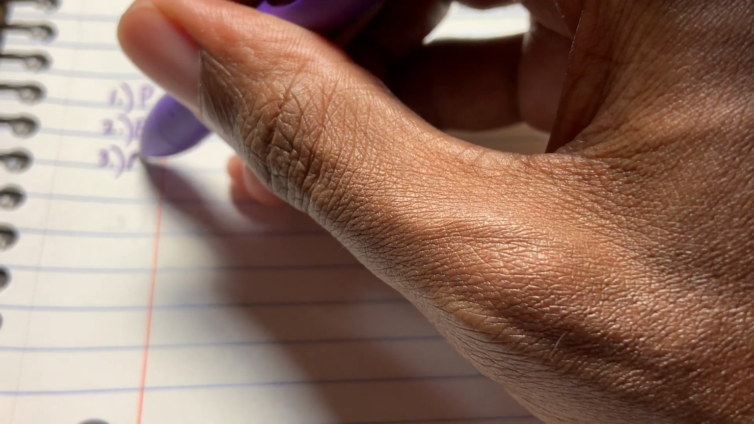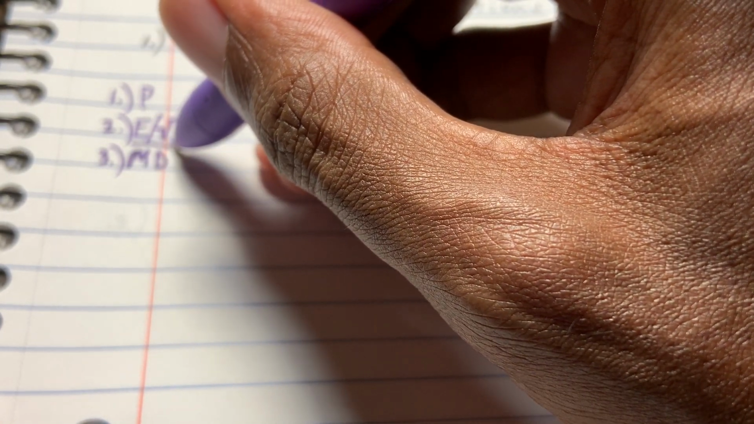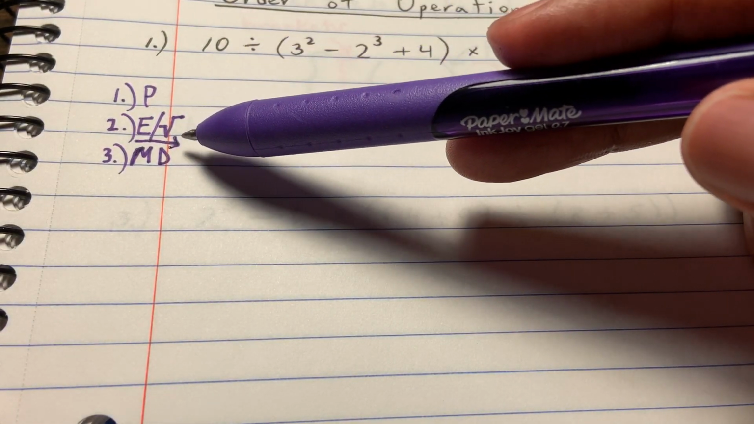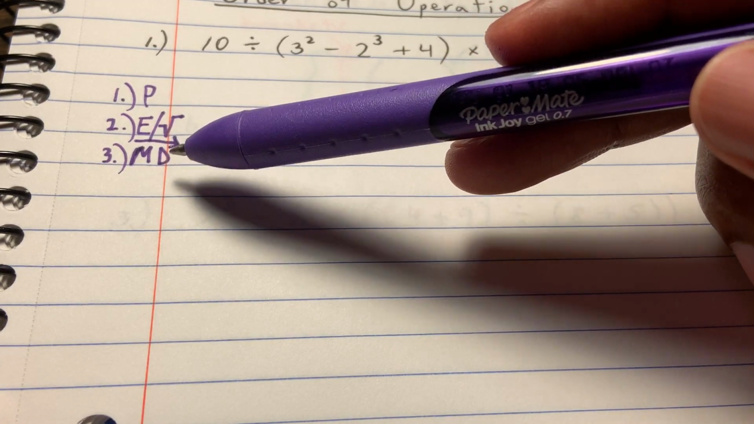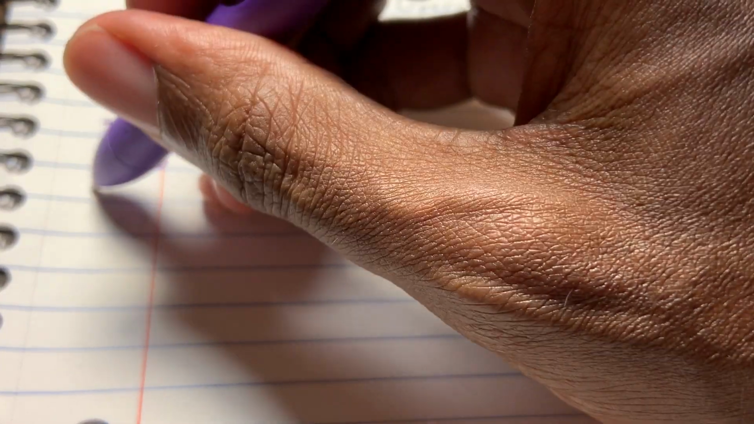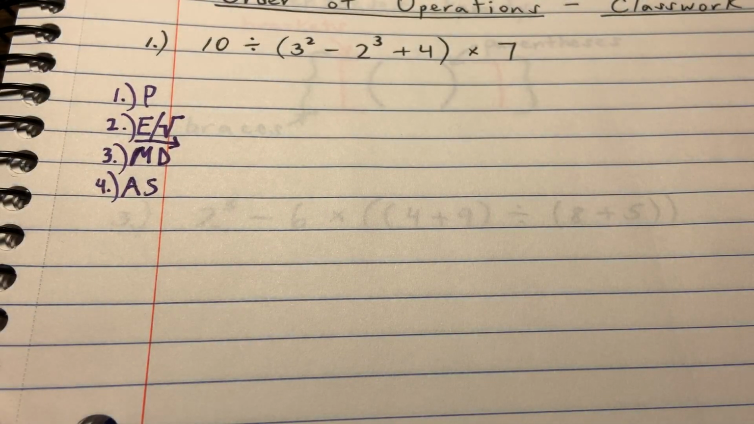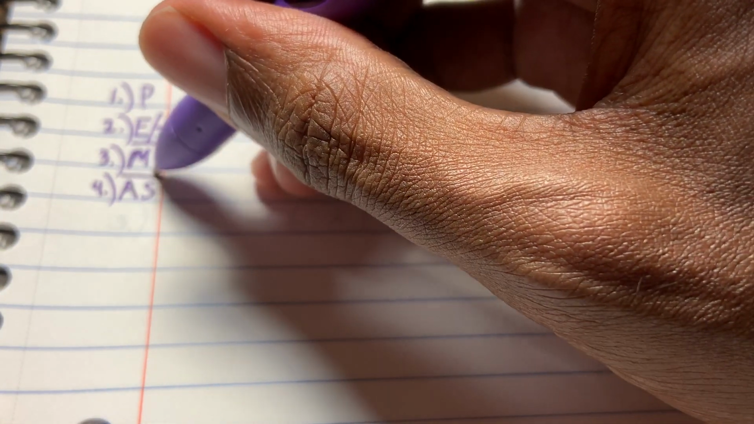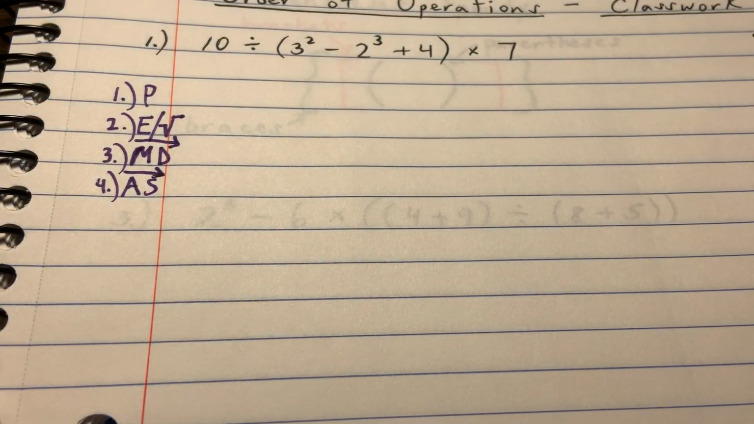Step 3, multiplication and division, going from left to right. That's what that arrow means. It means that in the problem, in the expression, I move from left to right when I see multiplication and division because they're inverse. Step 4, addition and subtraction, going from left to right in the problem itself, in the expression.